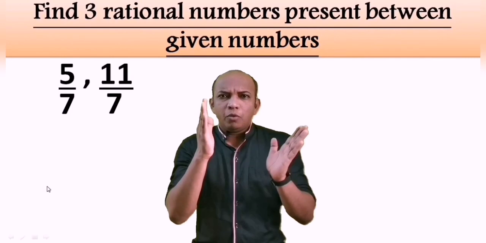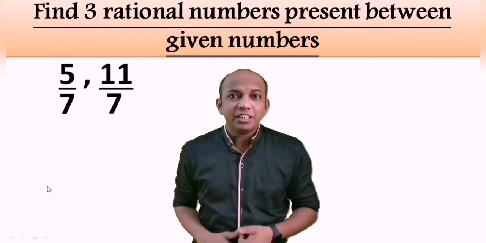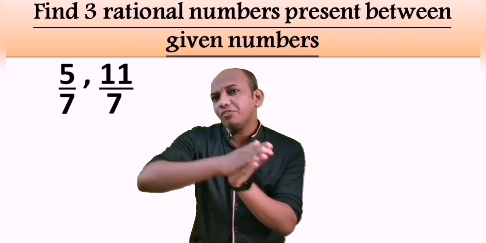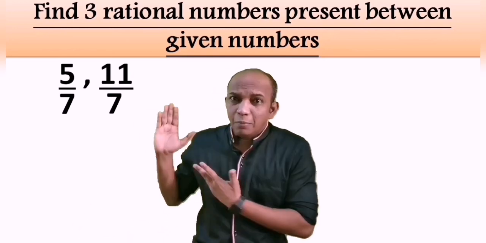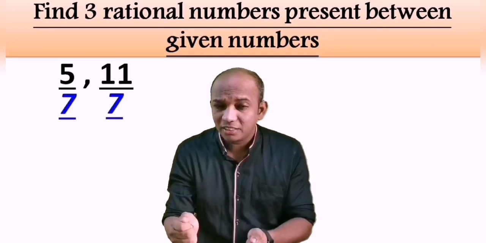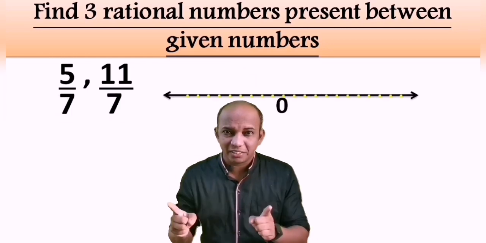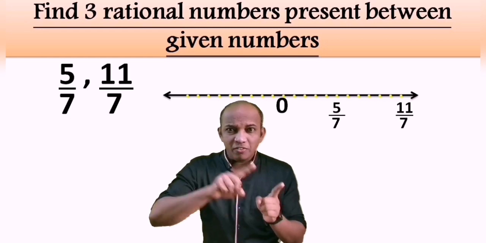We have 5 upon 7 and 11 upon 7. Now both the numbers are positive. Previously we did one negative, one positive. Over here, if you observe, from 5 to 11 there are many numbers. The type of fraction is like fraction, so we can directly write the numbers which are lying between the numerators, right? That means 5 to 11.